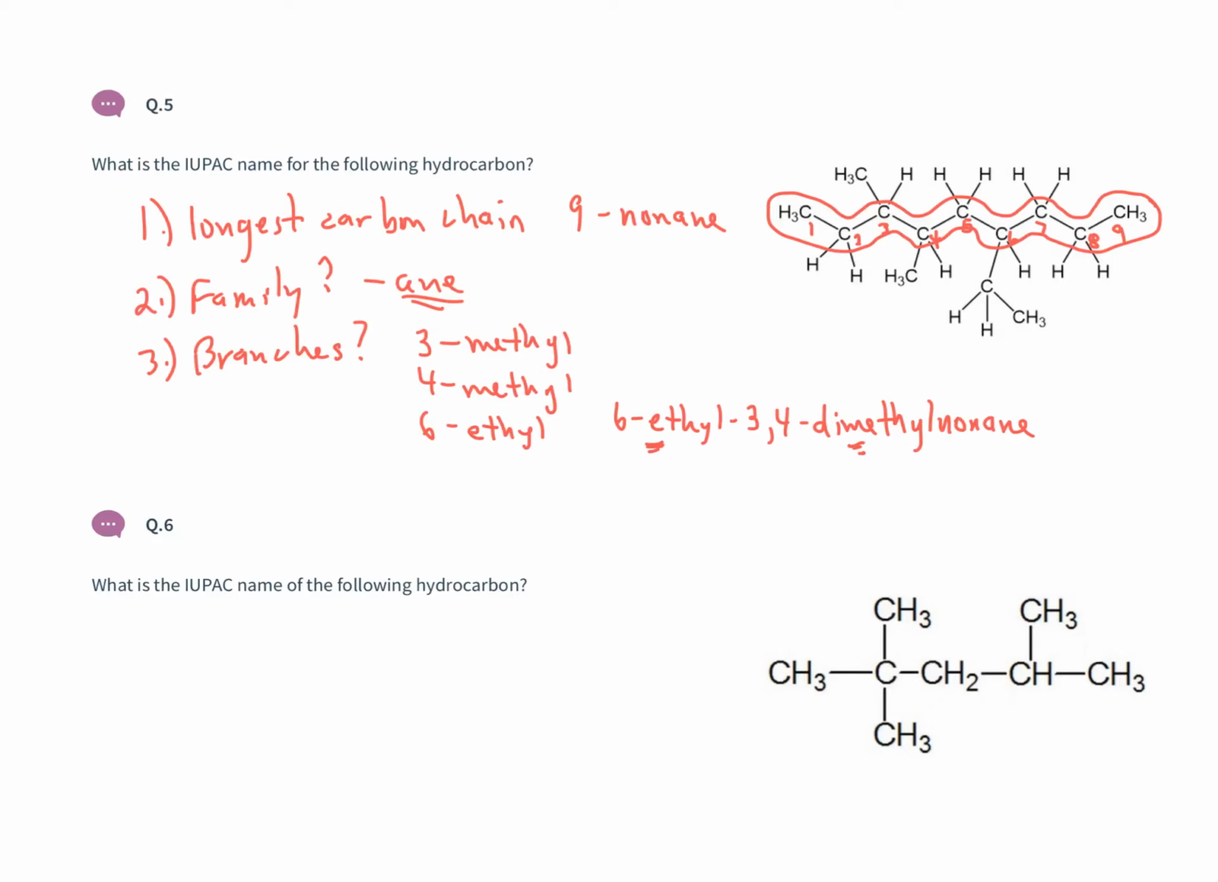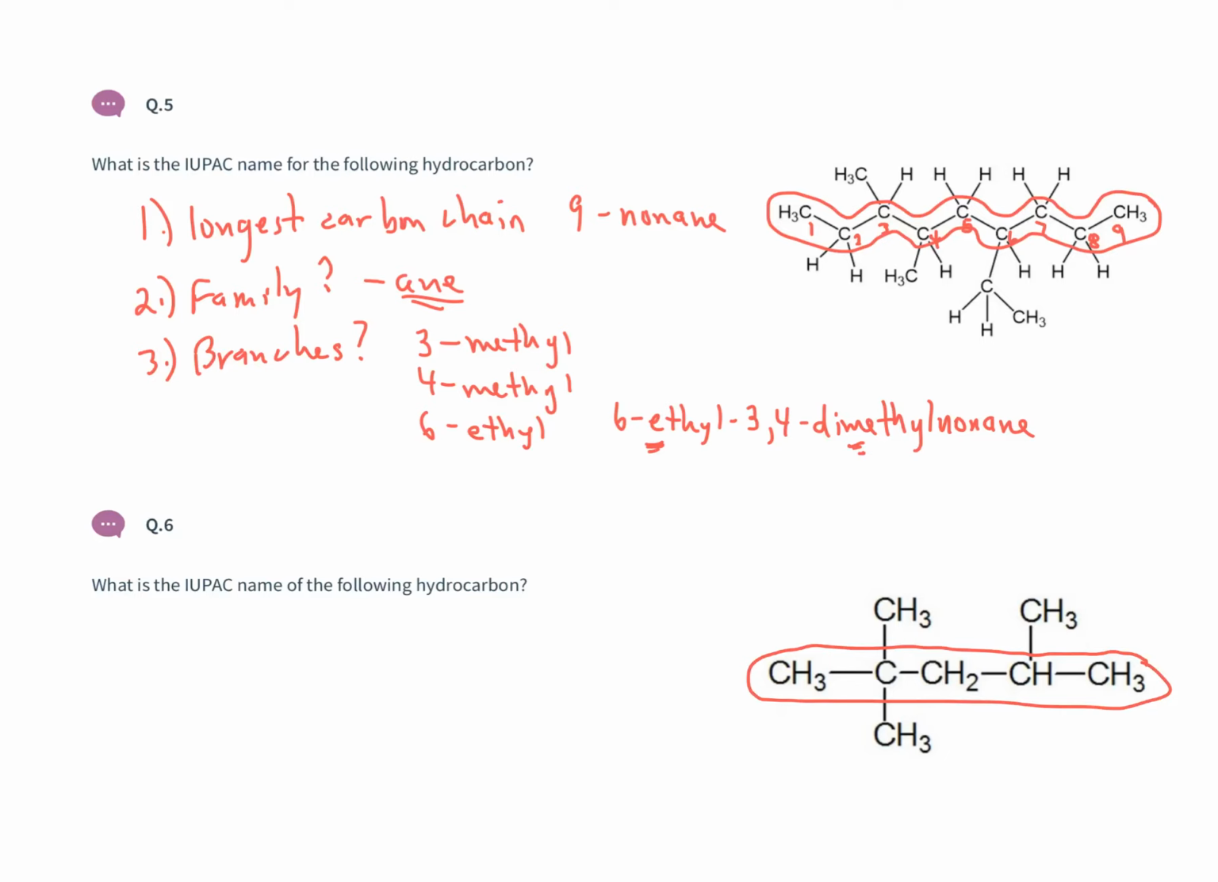For question 6, it's the same thing. I want to find the longest continuous carbon chain. So here's my longest continuous carbon chain. A few of you wanted to identify this as a t-butyl group. However, it's part of the longest continuous carbon chain. So therefore, that makes it not a t-butyl group. Rather, it's part of that longest carbon chain.